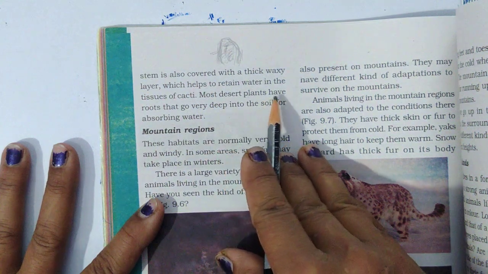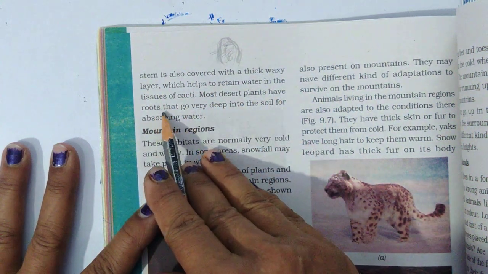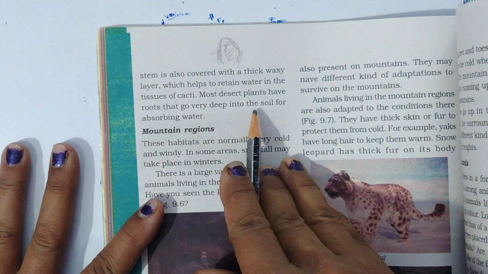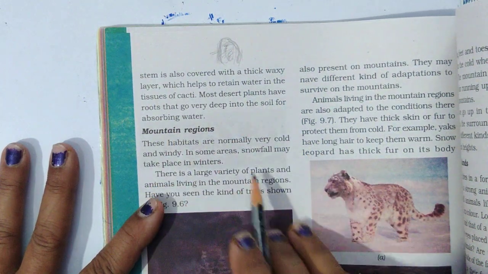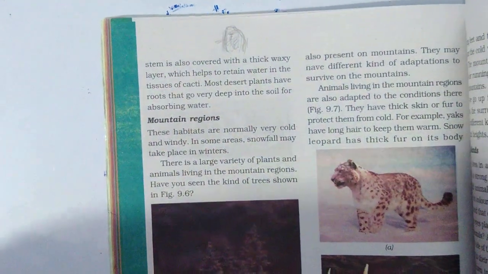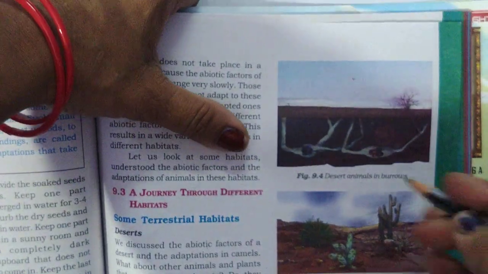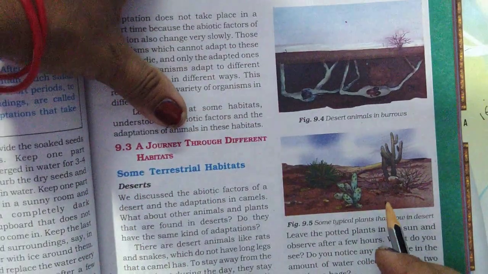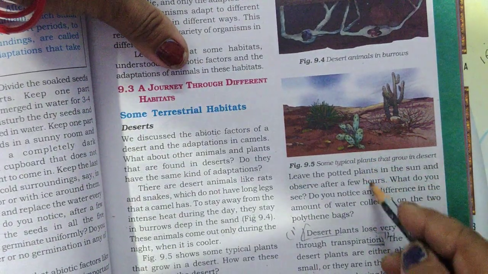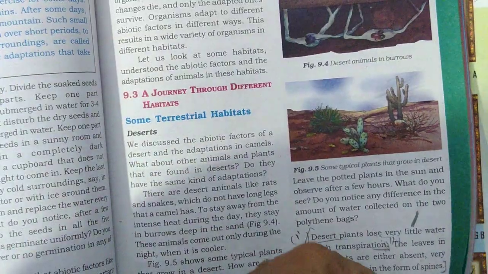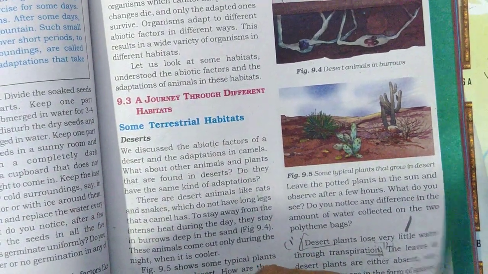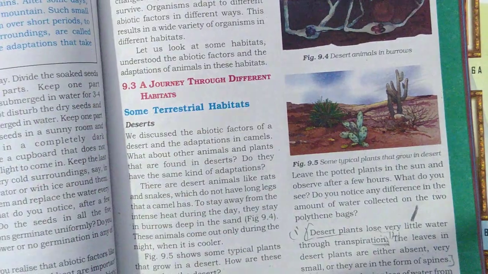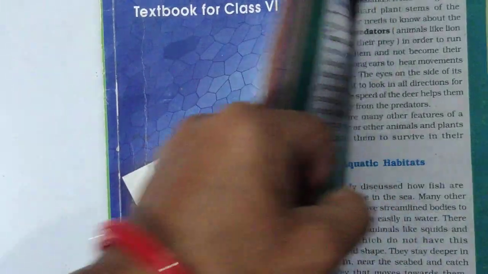Most desert plants have roots that go very deep into the soil for absorbing water, as we had seen that animals live very deep in the soil because water is present and low temperature is present there. Similarly, the roots of these plants also go very deep in the soil. These are the features of how cactus survives in the desert. So we have done some points. You should write this answer point wise.